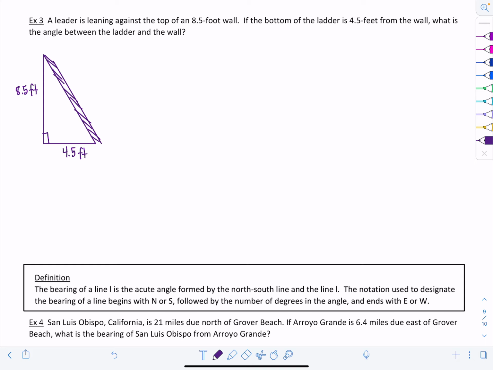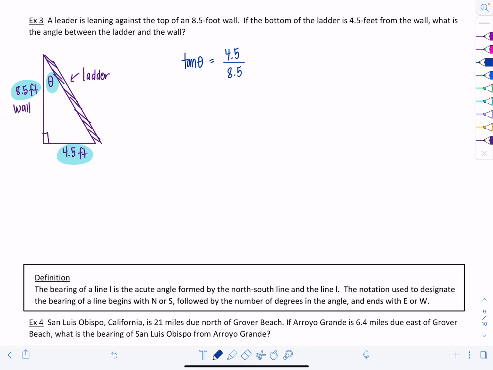What is the angle between the ladder and the wall? Where's the angle that they're describing? It's up here. This is the ladder. This is the wall. So how can I figure out that angle? Well, again, they didn't give me the hypotenuse. I'm after this angle. I have the adjacent side and I have the opposite side. So it's time to use tangent.